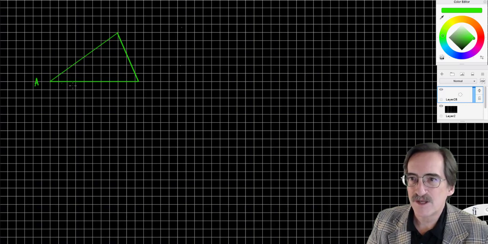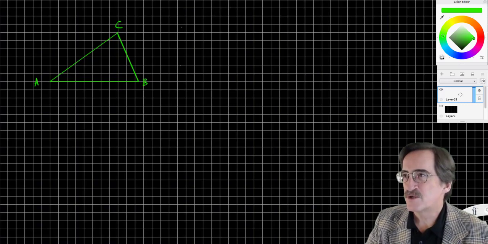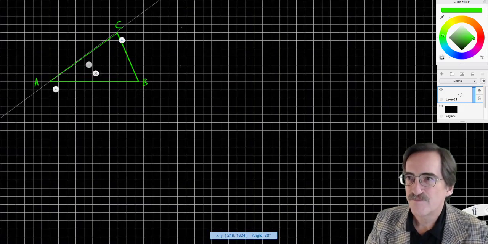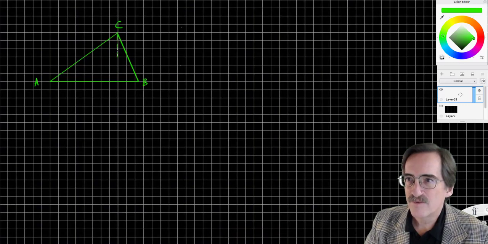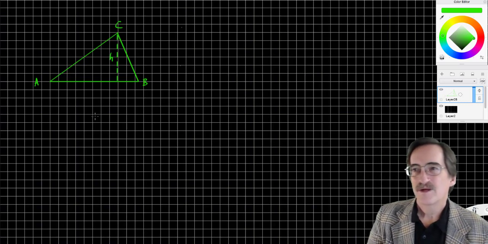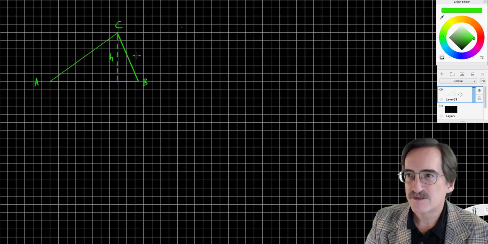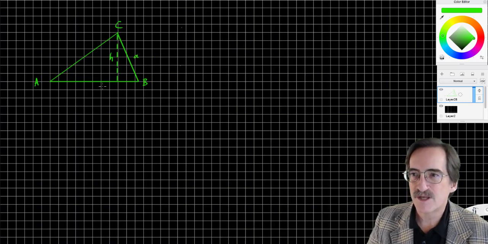I'm going to label this A, B, and C. And I'm going to draw the altitude from C, and we will label that H. So the altitude from C is H for height. Now let's label the sides with lowercase letters. The side opposite cap A is lowercase a. The side opposite cap C is lowercase c, which is not going to be used in this explanation. The side opposite angle B is lowercase b.